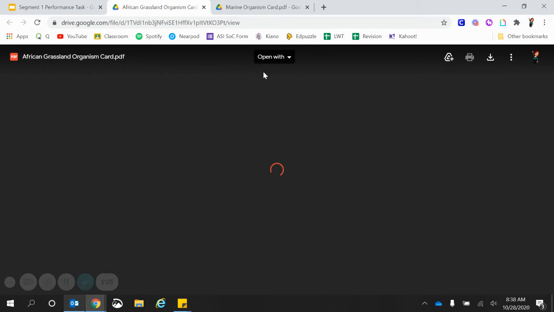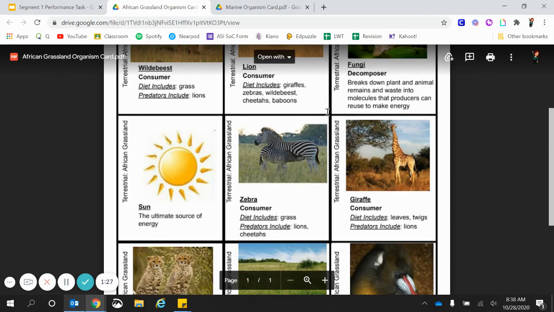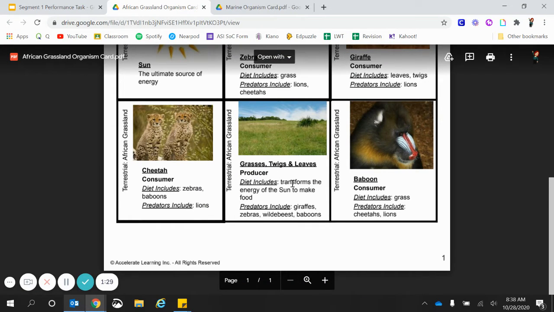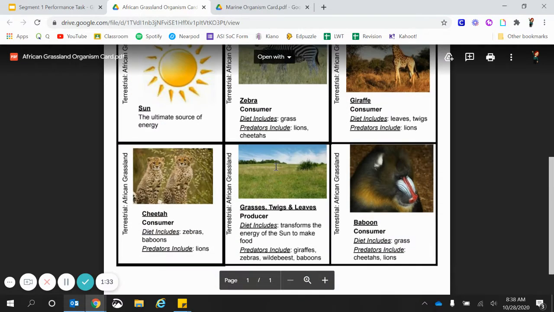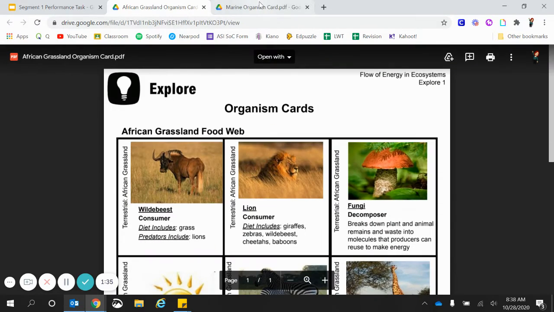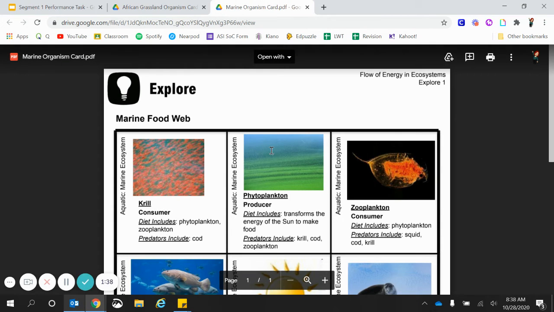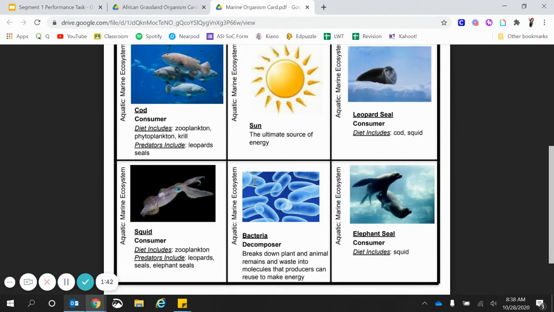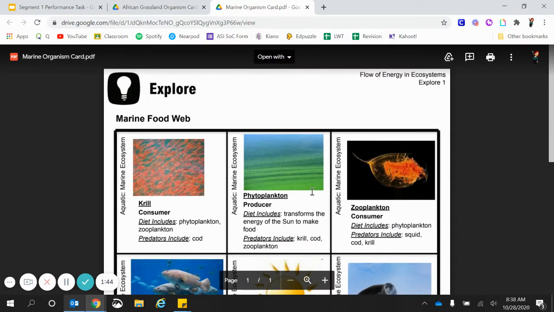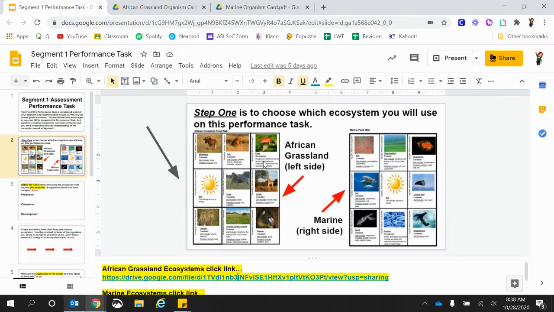All right, so then in the African grassland, as I said, your producers were the grasses, the twigs, and the leaves. There was no other producer. As for the marine, your producer was the phytoplankton. As you look and see, there was no other producer. So your example should have only been phytoplankton or the grass, the twigs, and the leaves.